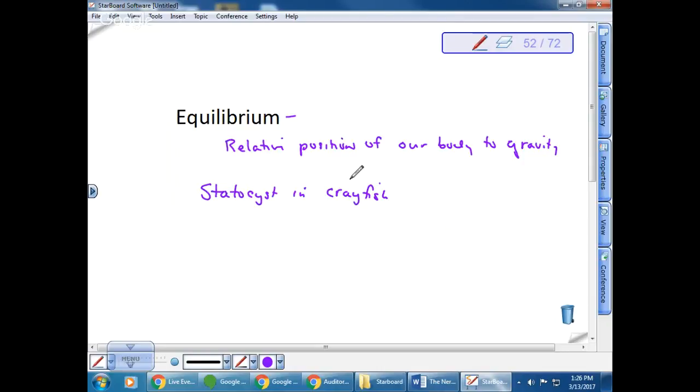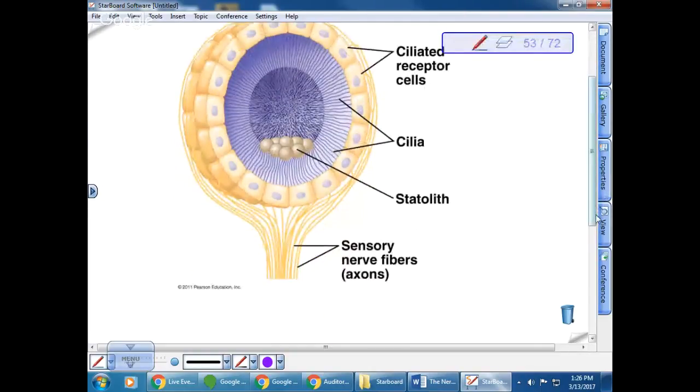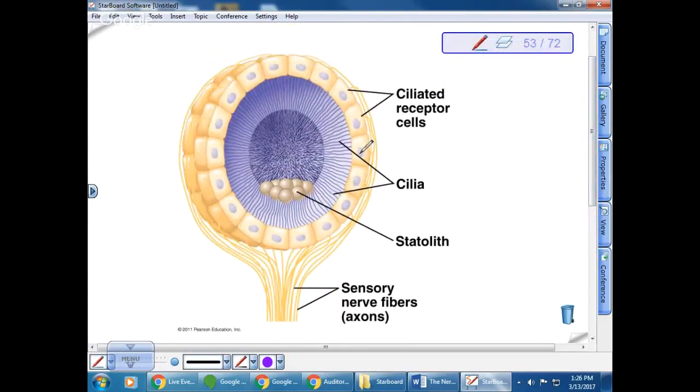And the statocyst has in it these little calcium carbonate balls. And when the crayfish is upright, those balls press on the hair cells that then send a signal to the brain telling the crayfish that it is upright. So if we look at this, this is just a picture of a statocyst in a crayfish. They have this near their brain. These are the little balls, they're called statoliths.